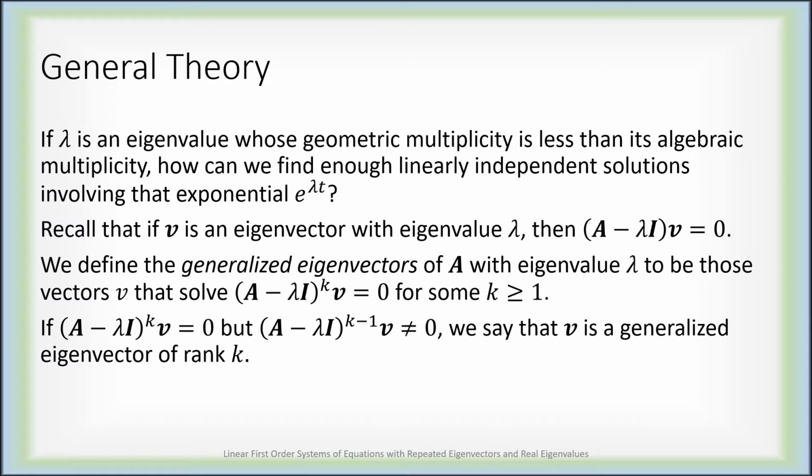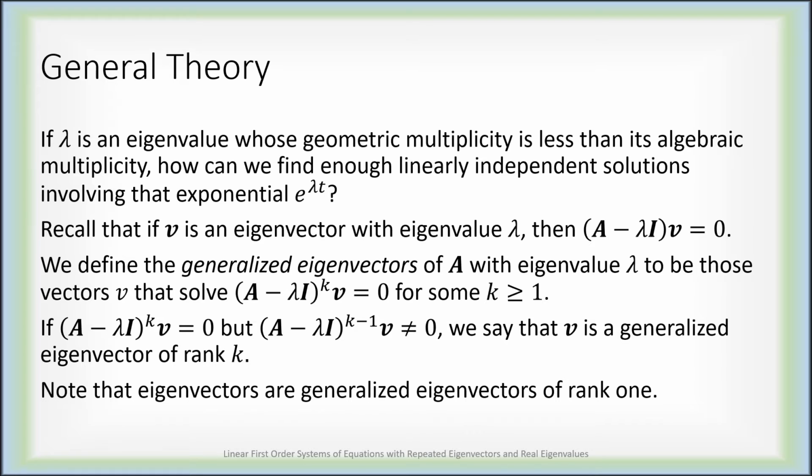If (A minus lambda I) to the k of a vector is 0, but the previous power is not, then we say it's a generalized eigenvector of rank k. So rank k simply means (A minus lambda I) to that power of v is 0, but a previous power isn't. So it's the first power of A minus lambda I such that (A minus lambda I) to that power of v is 0. Now eigenvectors, as remarked, are simply generalized eigenvectors of rank 1.